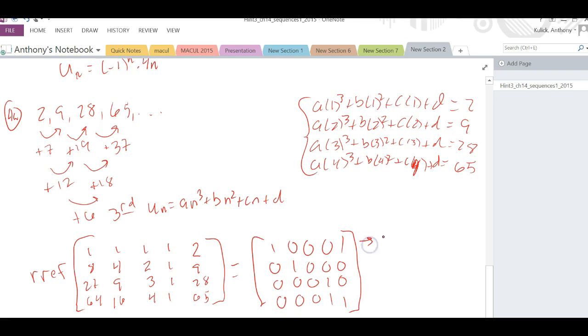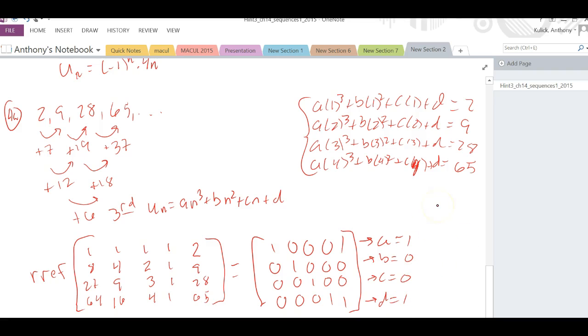What this tells me then is 1a plus 0 plus 0 plus 0 equals 1. Well, a equals 1 then. And here I have 0 plus 1b plus 0 plus 0 equals 0. Oh, well, b equals 0. And oops, I copied that wrong, didn't I? Sorry about that, folks. This says 0 plus 0 plus c plus 0 equals 0. All right, well, c equals 0 then. And the last one, by now you've figured out, is going to be d equals 1.